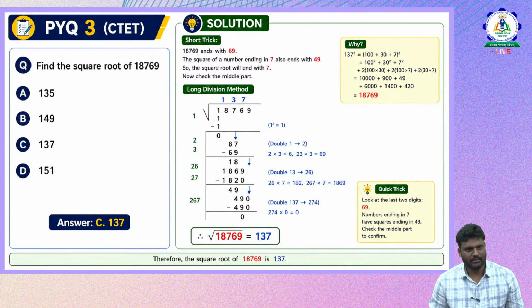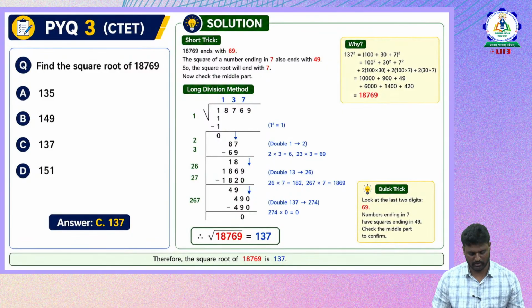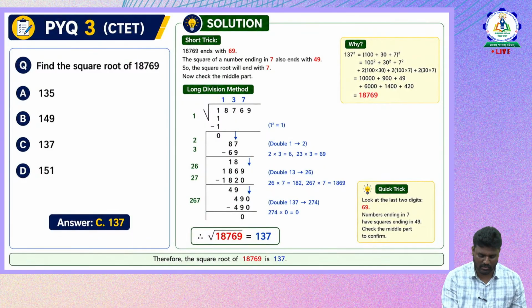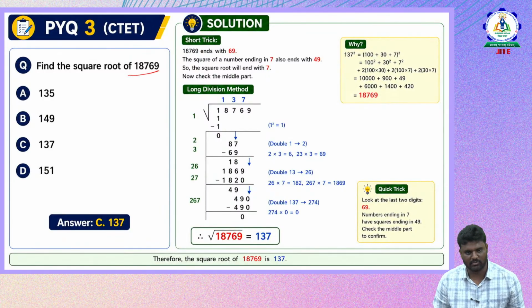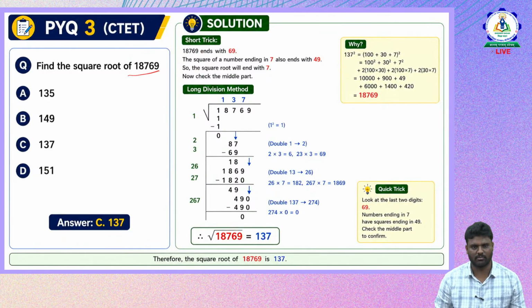Then question 3, another question: find the square root of 18,769. They have given one number, and we need to identify the perfect square. In the previous problem, we also tried to identify the square root of the given number through the prime factorization method. Since 245 is a very small number, we tried prime factorization. But with large numbers like this, the prime factorization method sometimes doesn't work, so in such a case we try to use the long division method.